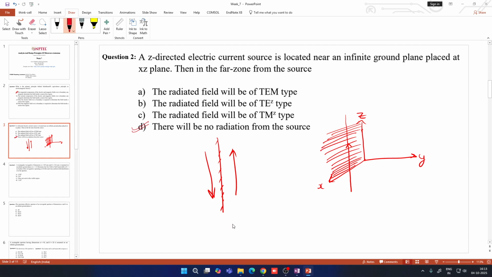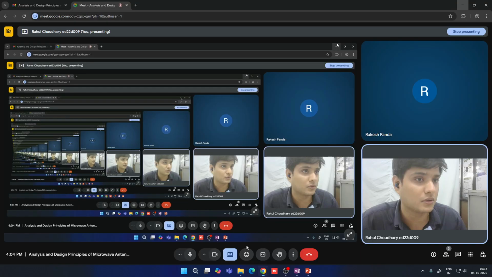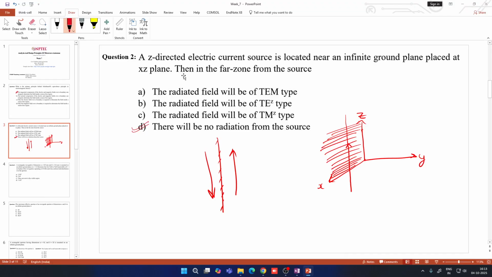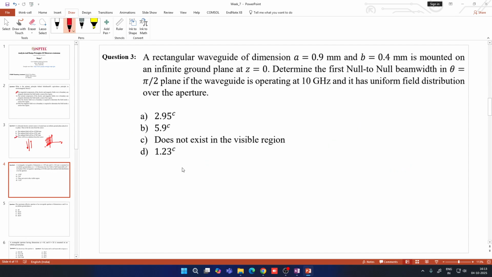I hope question 2 is clear. If you have any doubt, please let me know. If it is clear, then we will move on to question number 3.